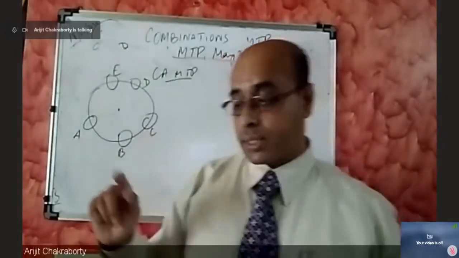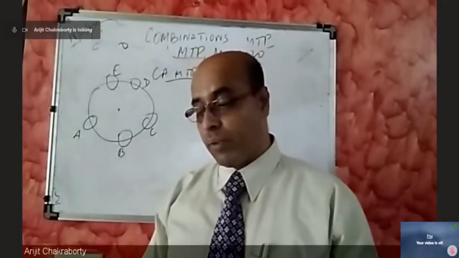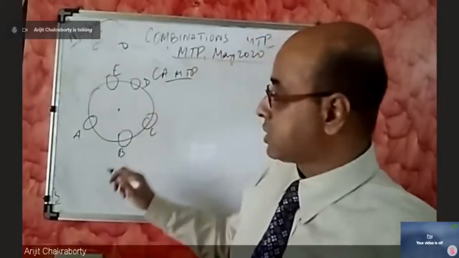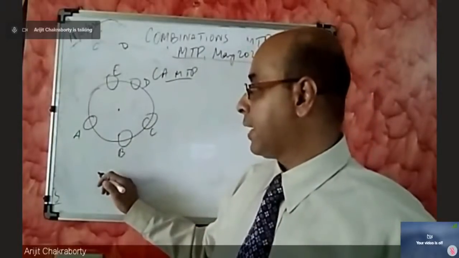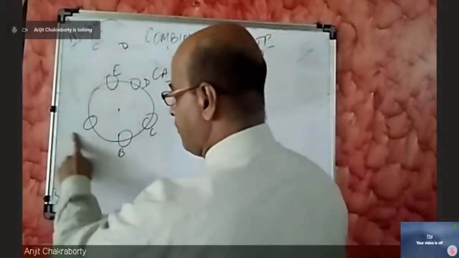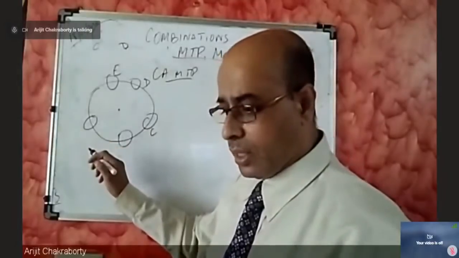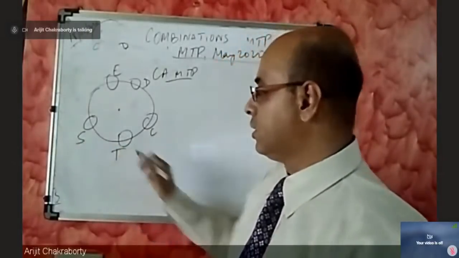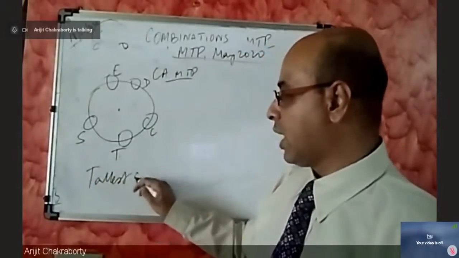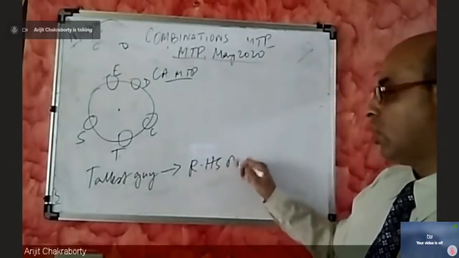Now the question is, they are sitting in such a way that the tallest person is always on the right hand side of the shortest person. So there is a tallest person, and there is a short person. Let me do one thing. Instead of A and B, I make it short S and T. So the question is, the tallest guy is always on the right hand side of the shortest guy.